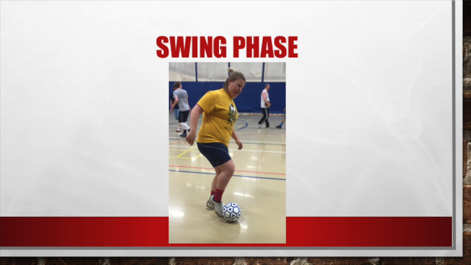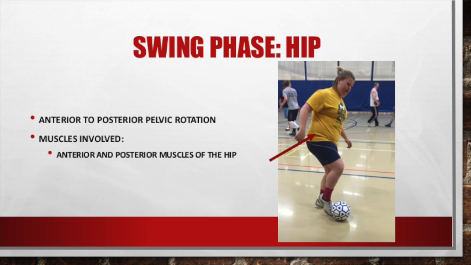During the swing phase at the hip, the pelvis starts in an anteriorly rotated position, moves into a neutral position, and finishes in a posterior rotated position. The muscles involved begin with the quadriceps group in the anterior rotation, and then finish with the posterior muscles of the hip working, which are the hamstrings group.